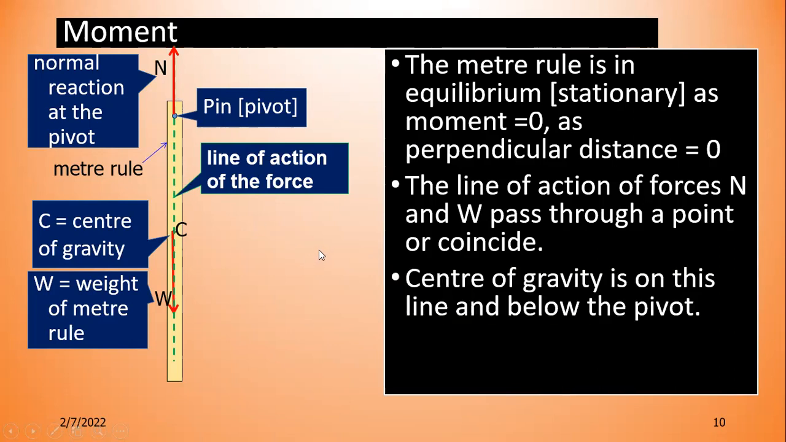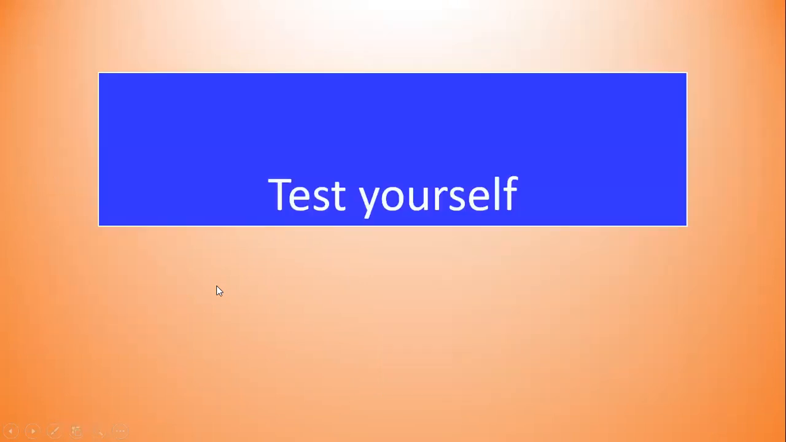The center of gravity is on the line of action. There's the center of gravity, that's the line of action, and the center of gravity is below the pivot. So W, the weight, equals N, the normal reaction. So it doesn't accelerate, it remains stationary.